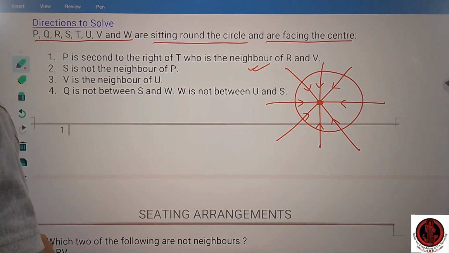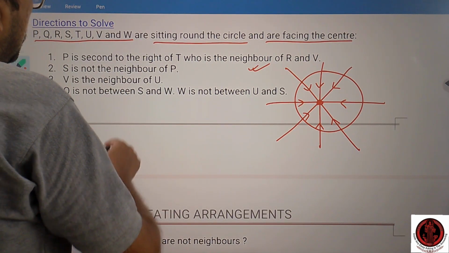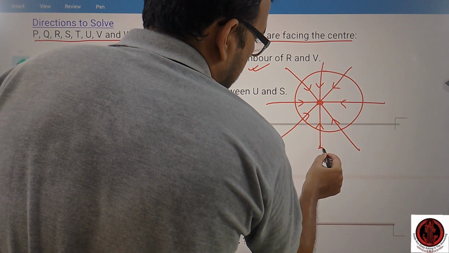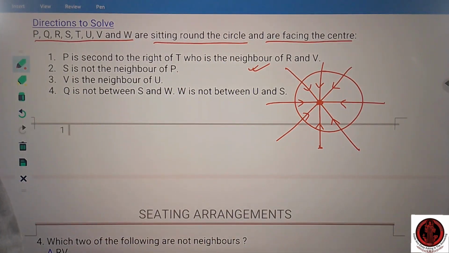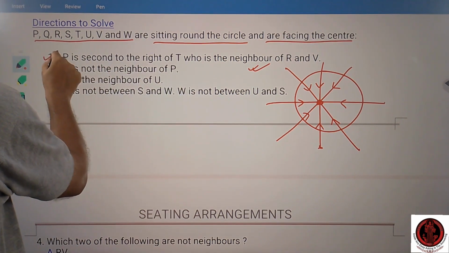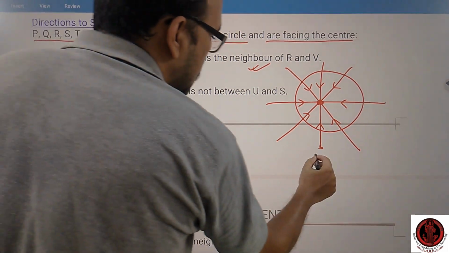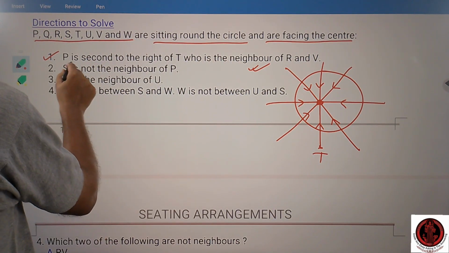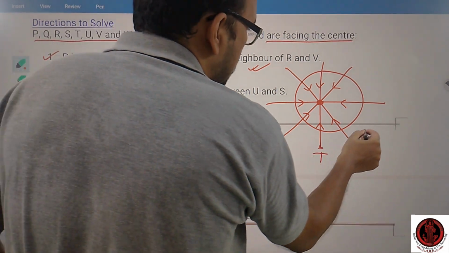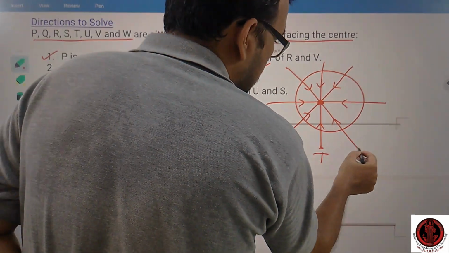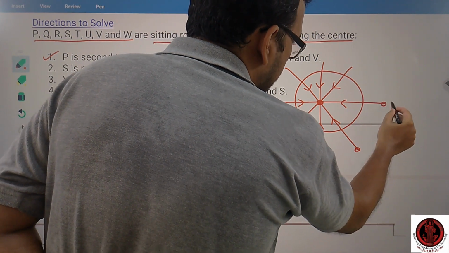Now, always in case of circular sitting arrangement, always start from this one. Now P is second to the right of T. Suppose T is this one. Right of T is this, in this direction. Right of T, P is second. So this is first, this is second, this is P.